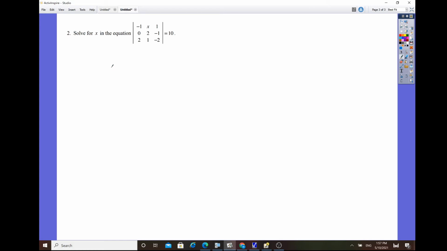Okay, so what we got here, so select any row. So this one, select the second row. So we got 0, and then 2, and then negative 1. Corresponding matrix for 0, we do have x, 1, 1, negative 2. And then corresponding matrix for 2, we do have negative 1, 1, 2, negative 2. And then corresponding matrix for negative 1, we do have negative 1, x, and 2, 1.